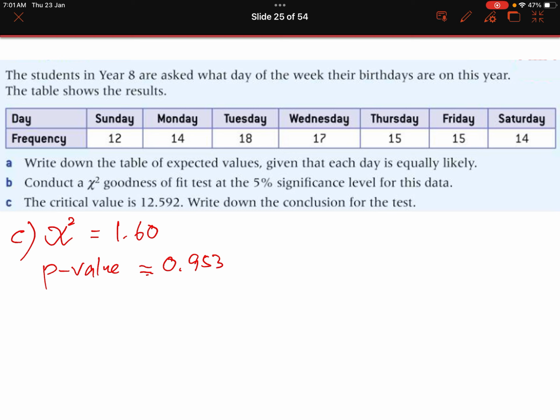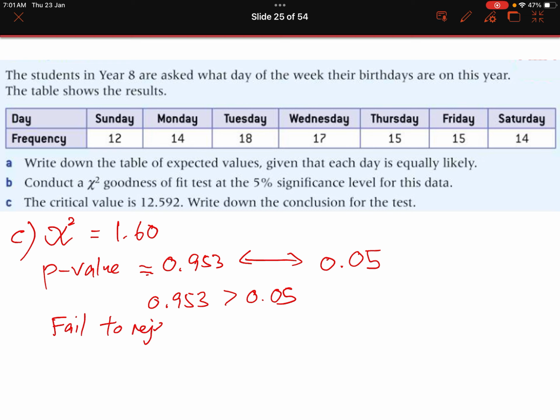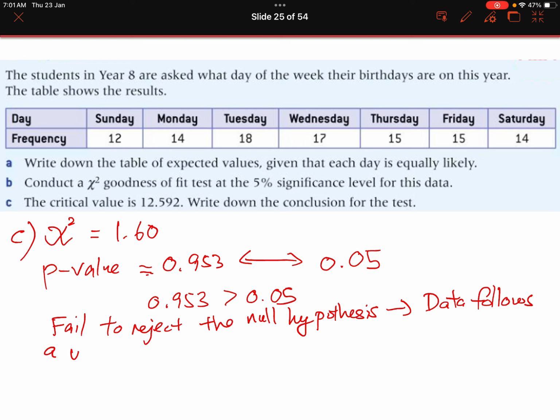So I'm going to show you how we can compare both these results to what is given to us. If we compare the p-value to the significance level, which is 0.05, we know that 0.953 is obviously bigger than 0.05. Okay, so in this case, we fail to reject the null hypothesis because of insufficient evidence, which means that the data follows a uniform distribution.